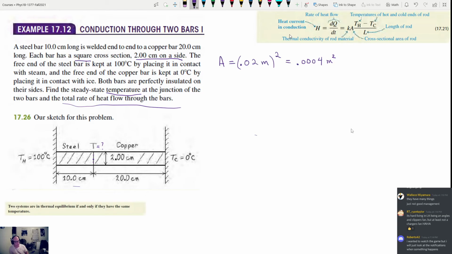All right, sure, okay, so your theory is that we're going to make it so that the heat flow through the steel should be equal to the heat flow through the copper. Why would that be? Why would that be the case? Can we say anything about why that should happen?